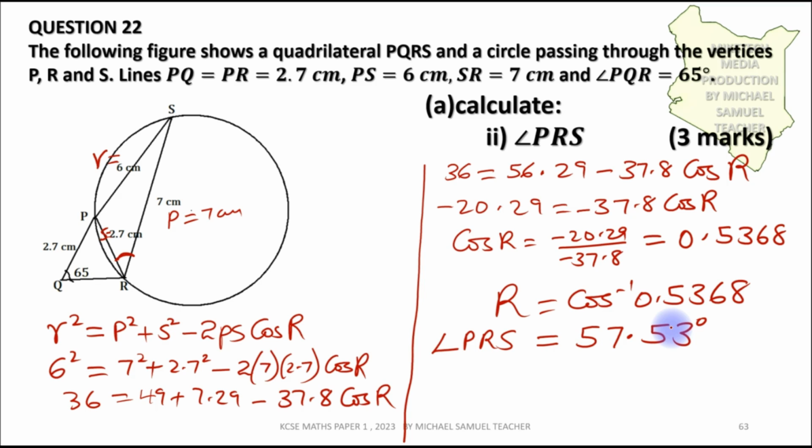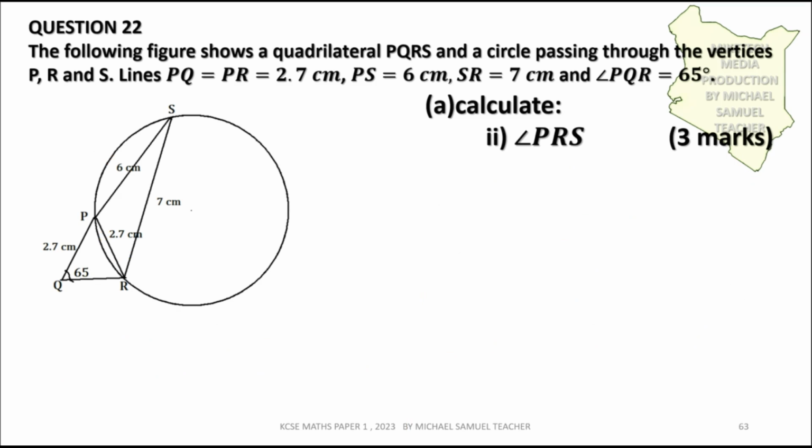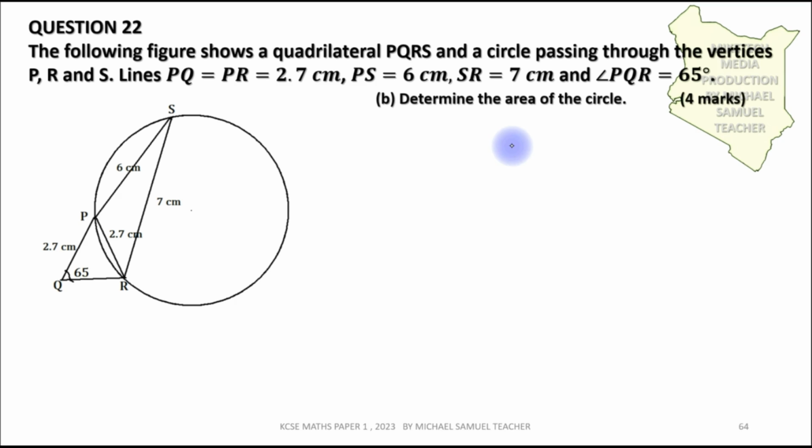Then the last part is to determine the area of the circle. Before we get to the area of the circle, we are required to find the radius. We need to know the radius of the circle. But how can we be able to get the radius of the circle?